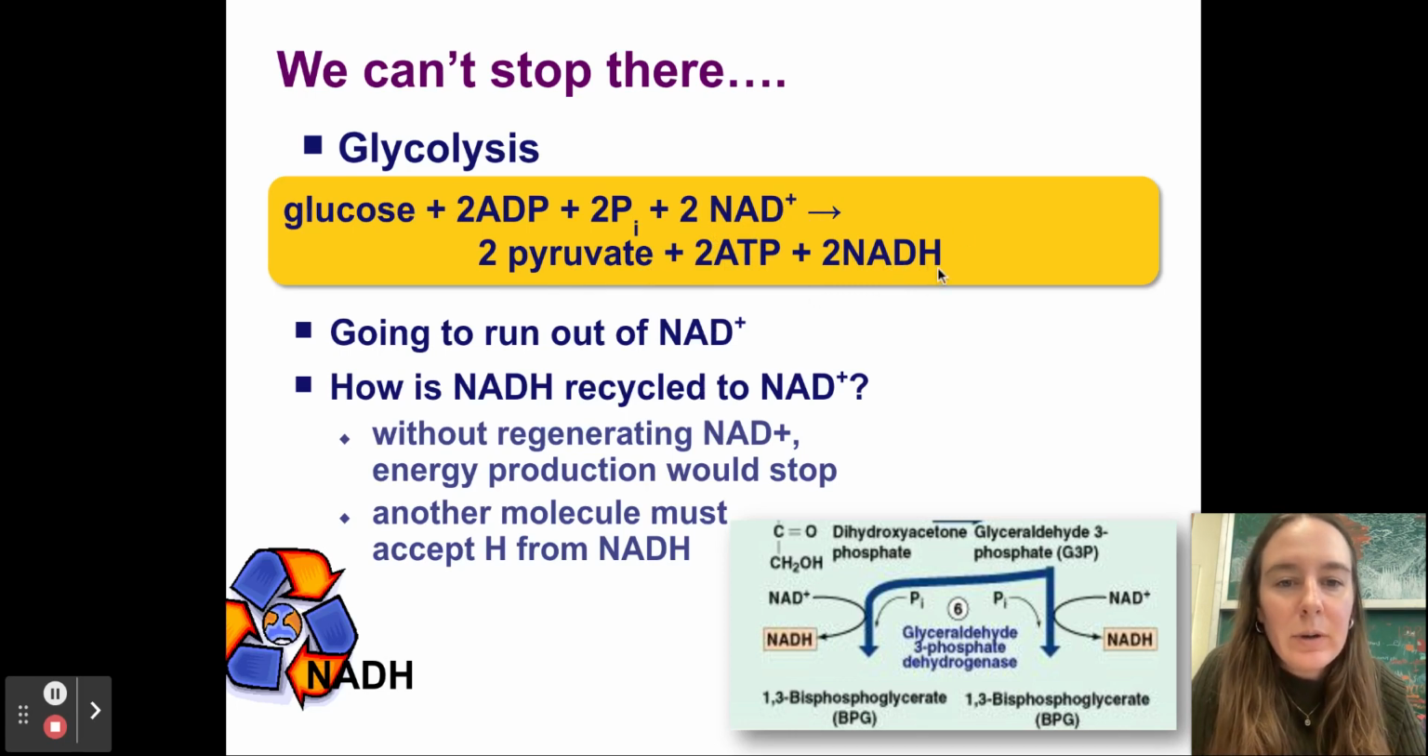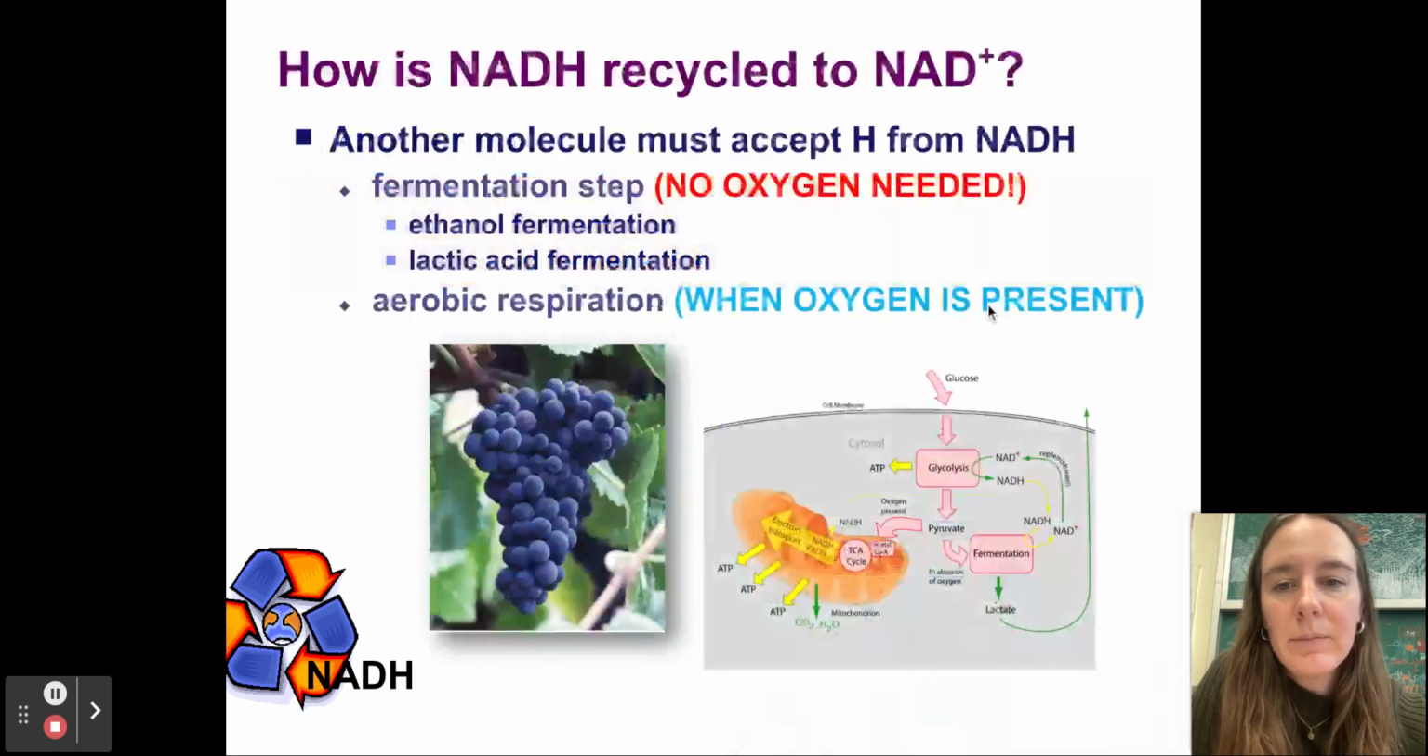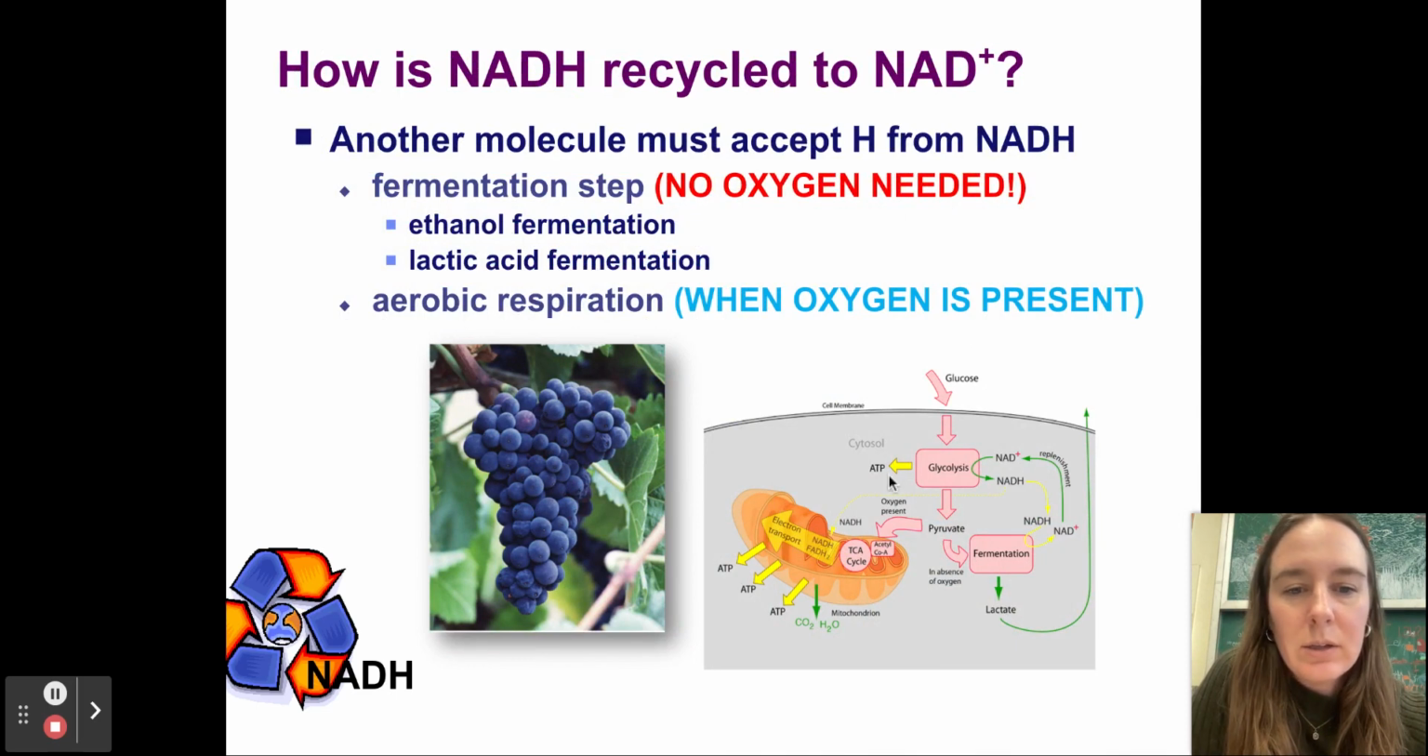These 2 NADH molecules now have that hydrogen. This is going to shuttle energy around for other reactions that are happening later. So we talked about what happens. You're going to run out of NAD+ eventually. So how do you recycle your NADH back to NAD+? You do fermentation, like we talked about. So fermentation happens when there's no oxygen and you're recycling your NAD+.